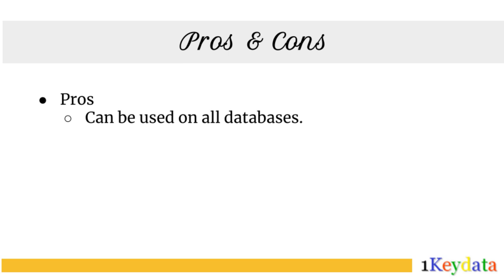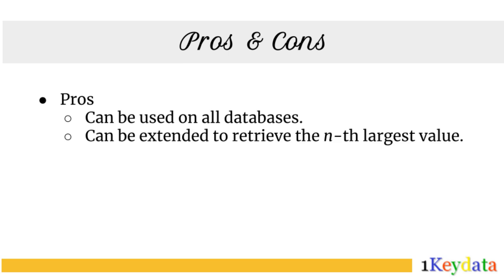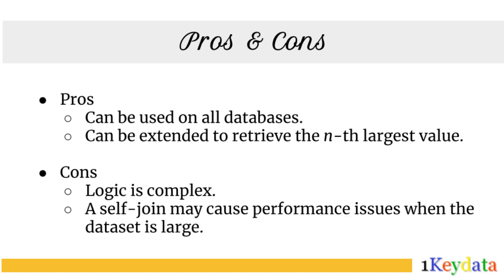The pros of this is that first, it can be used in all databases. In addition, it can be extended to find the nth largest value. To do that, simply change the value in the having clause. The cons of this approach is that the code is quite complex. Also, a self-join may cause performance issues if the dataset is large.